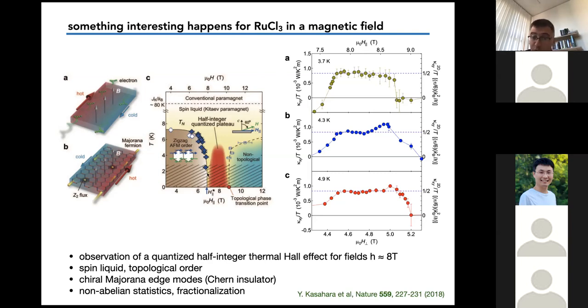But then as you apply a magnetic field, before it becomes fully polarized, there is an intermediate phase. What is special about this intermediate phase is that it shows a quantized half integer thermal Hall effect for fields around 8 Tesla. So you see here on the right this thermal Hall conductivity, and you see that it's kind of pinned to 1/2. And this is essentially in the region here in the red.